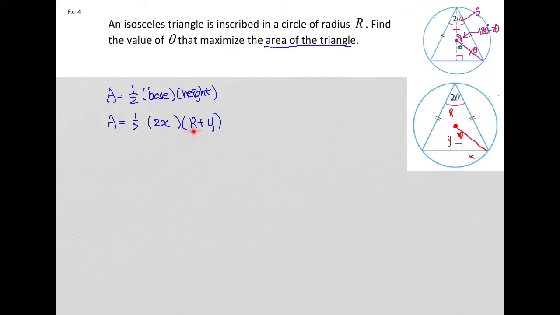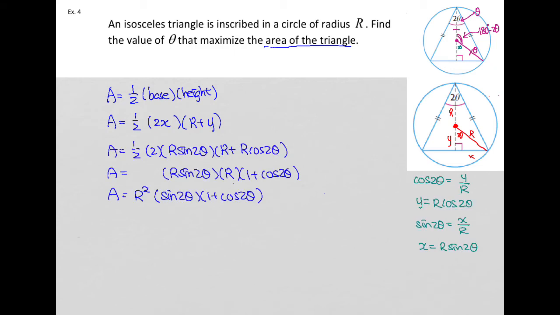R is a constant, however, x and y are two different variables. And in order to do optimization, you can only have one variable. That means we have to go back to our diagram to change x and y again. As you can see, this is a right triangle, and the hypotenuse is the radius of the circle, r. Then I can say cosine 2 theta is adjacent over hypotenuse. That means y is going to be r cosine 2 theta. And sine 2 theta will be opposite over hypotenuse, which is x over r. So I get x equals r sine 2 theta.